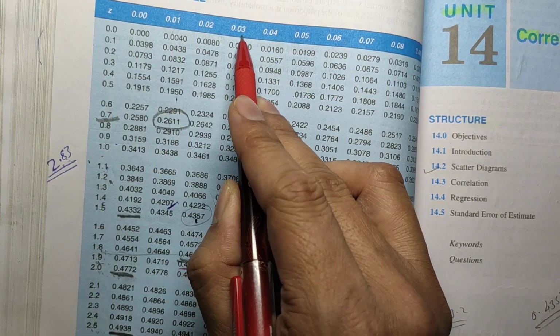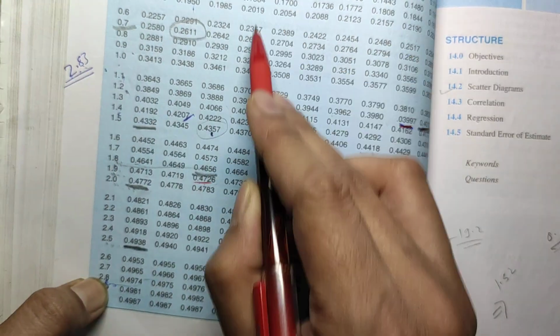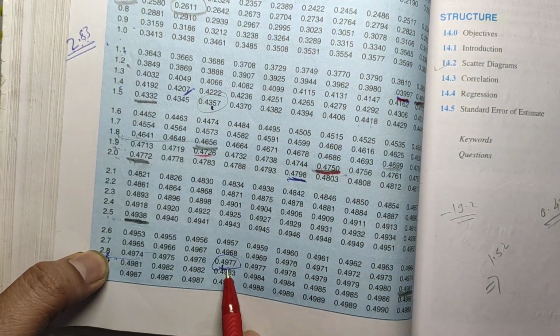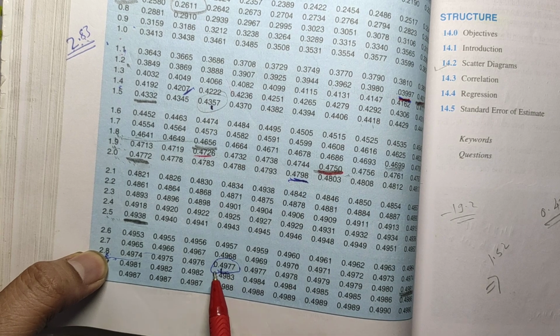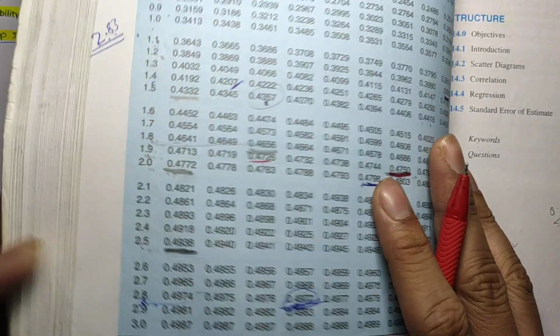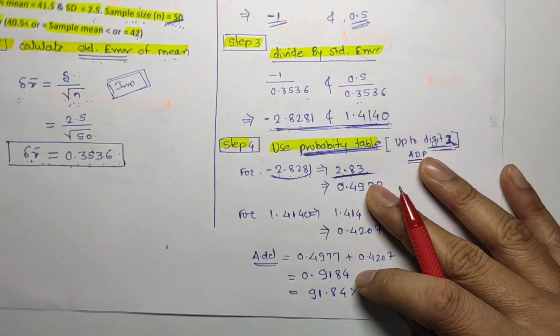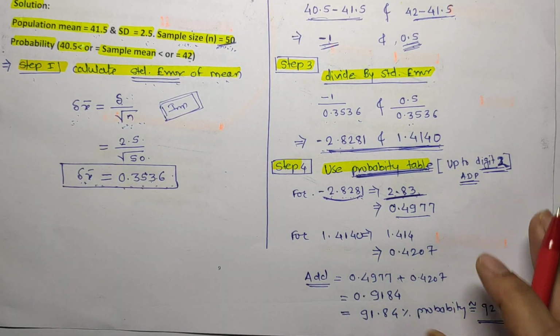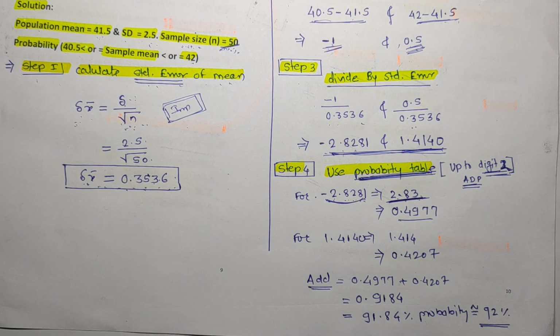So here we are in the third column, and here you have to find the corresponding value. For 2.83 you will get 0.4977. Okay, so this value you have to take. I have taken it here also, you can see 0.4977.